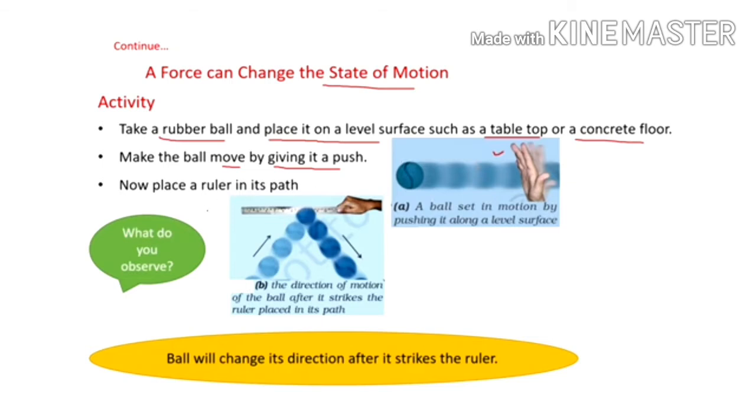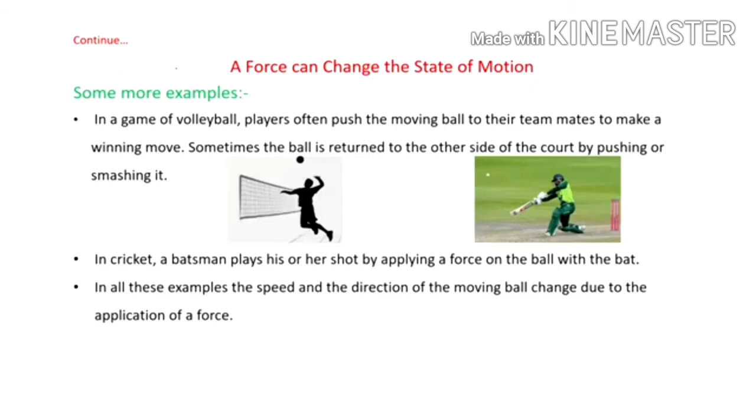Students, we will see that when the ruler is placed, the direction of motion of the ball after it strikes the ruler placed in its path gets changed. See in the diagram. The ball will change its direction after striking against the ruler.